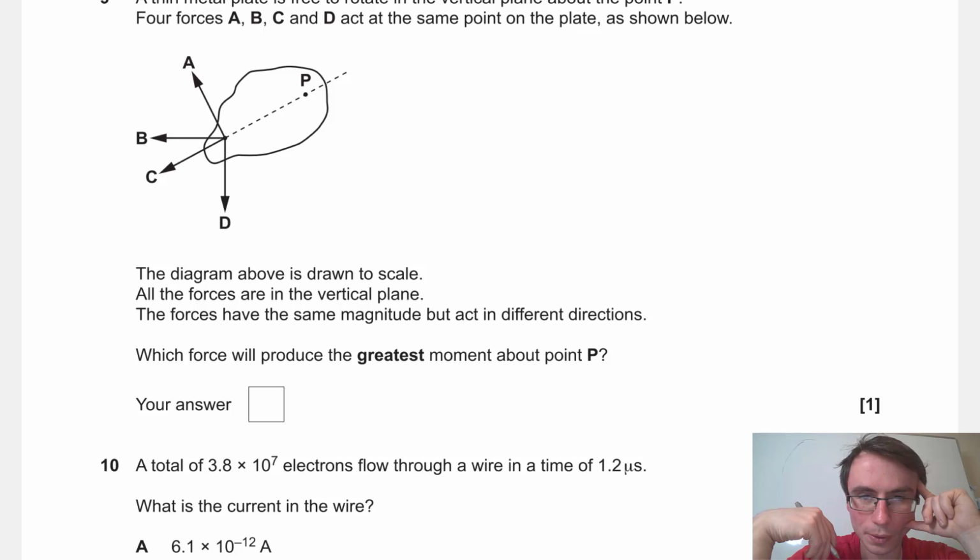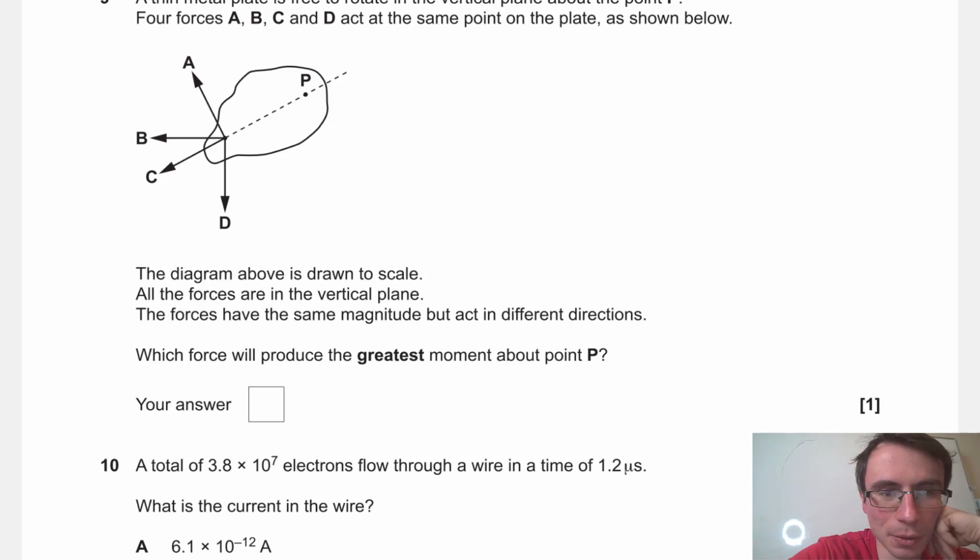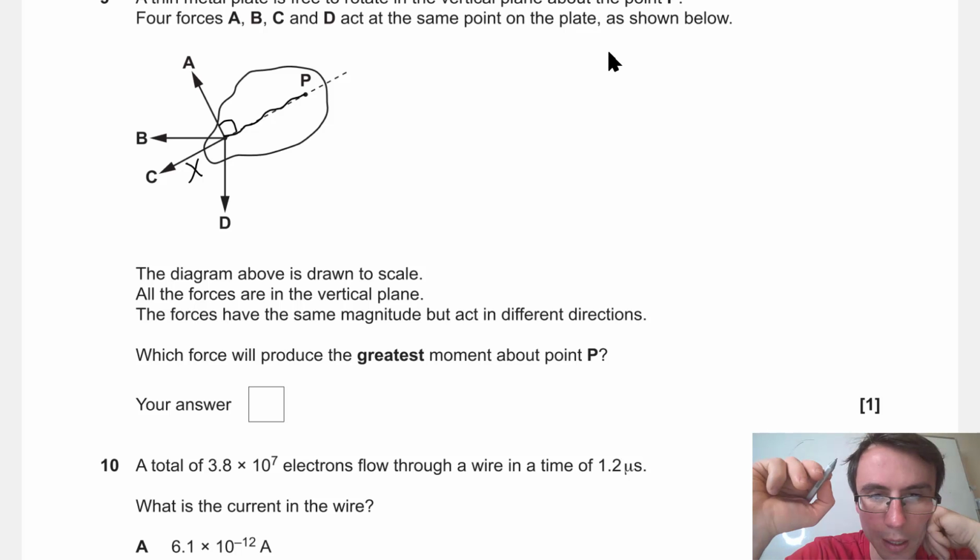All forces have the same magnitude, so we just need to compare their direction. So it's not going to be C because that has no perpendicular distance from P to the line of action of the force. Question is, which one will have the largest perpendicular distance? So the perpendicular distance from P to the line of action of this force here is sort of like this much. The diagram is drawn to scale.